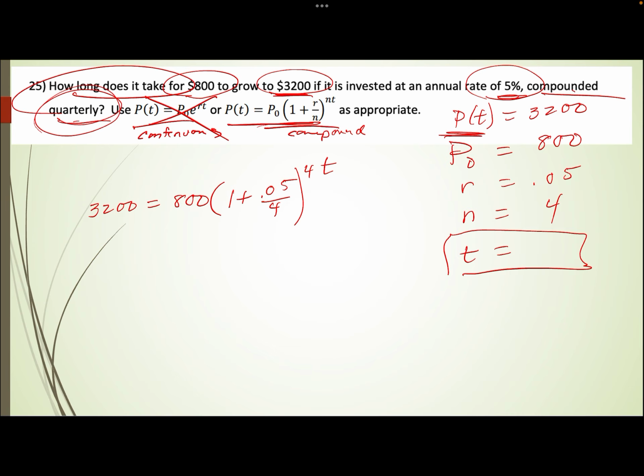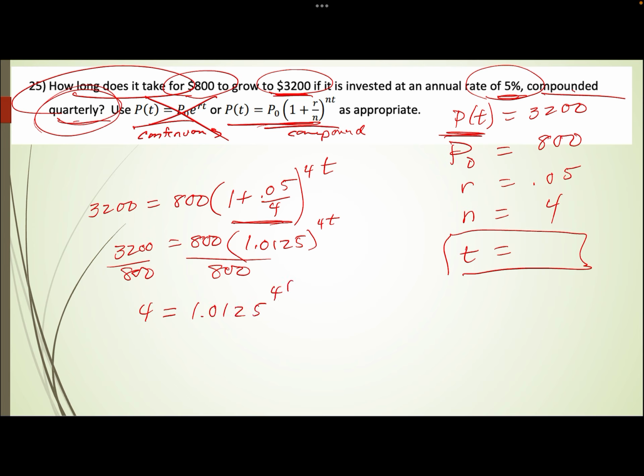So I put this in my calculator. I get 1.0125 to the 4T. And now I can get rid of this 800 because if I divide by 800, I get 4 equals 1.0125 to the 4T. Now remember, to get rid of an exponent, I use a log of the base that I want to get rid of. So I'm going to log both sides with 1.0125 of 4.